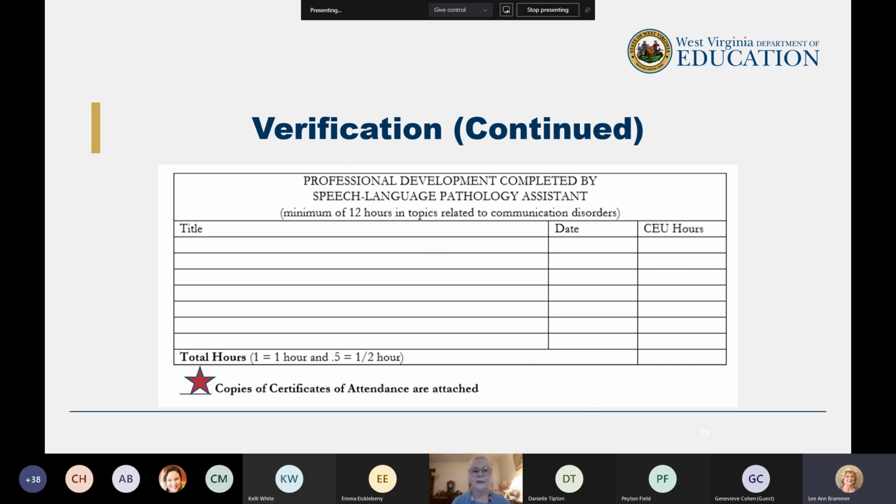It can be listed. So for everything you've listed there as your professional development, you need a certificate of attendance or some way of verifying that you attended those things. I know some counties offer speechpathology.com as a plus for being an employee with the county. So you could use those certificates as well.